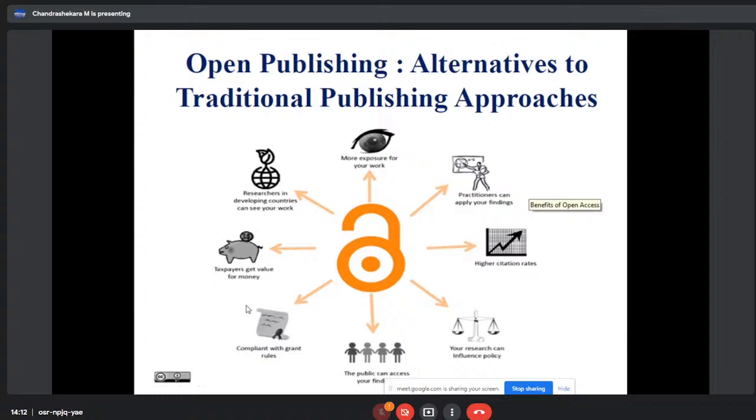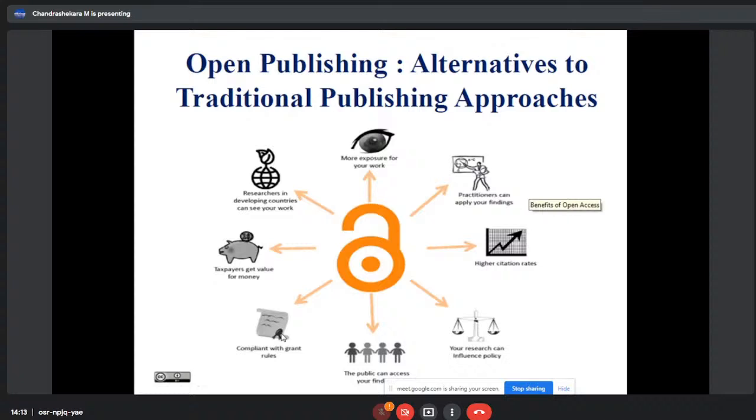And here, ultimately, there is more exposure to your work. If you are publishing in open access, openly published, many more people will see it, and the visibility will be more. It's more exposure for your work. If you publish today, then within a fraction of a second, the experts or the teachers or the people who are working in that particular area in the US or London or any other parts of the world can see it. This is one advantage, and practitioners can apply the findings also. That will be very easy and fast. Otherwise, a printed publication takes more time. But it is not like that here, and you can get many benefits.